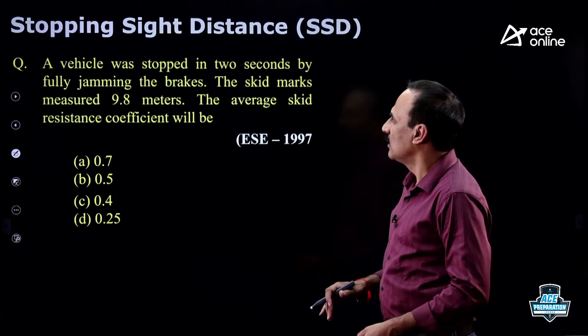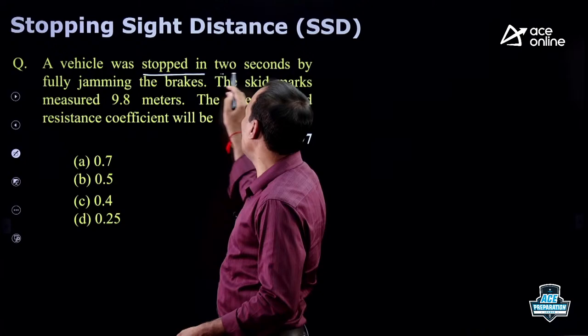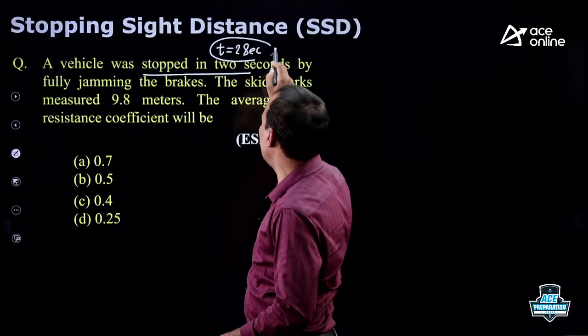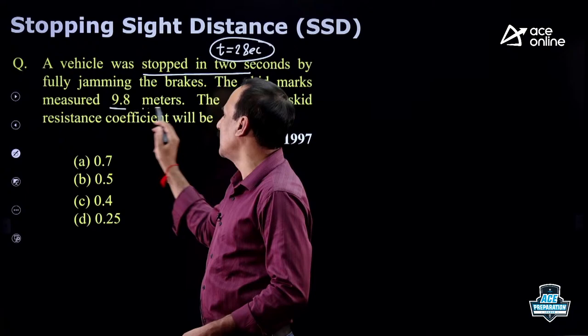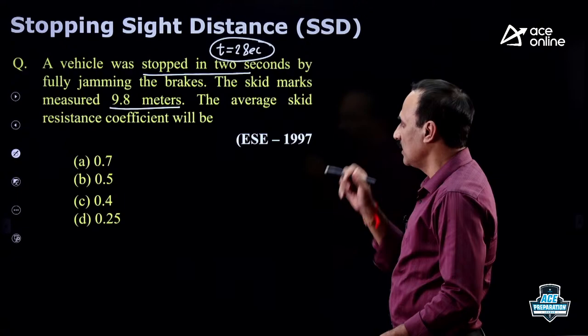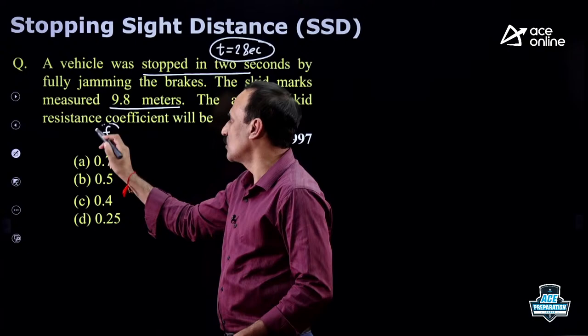So look at this question, it is a variety question. A vehicle was stopped in 2 seconds. It is an ESE question, where you need to use the linear motion equation sometimes. The skid marks measured 9.8 meter. The vehicle skidded for a distance of 9.8 meter. They are asking the average skid resistance coefficient. Skid resistance coefficient is the coefficient of longitudinal friction.